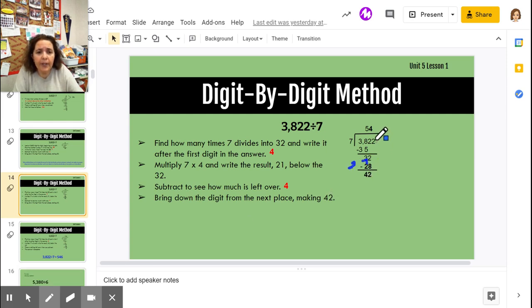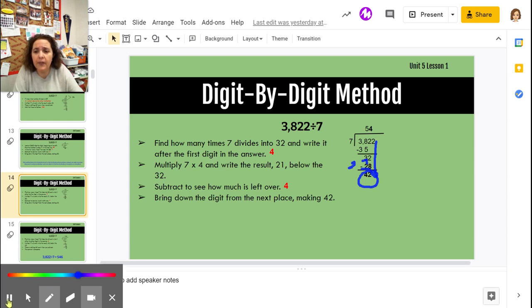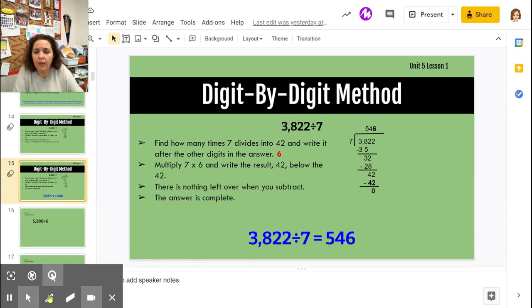And then I got to bring down my last 2. That gives me my 42. And then 7 goes into 42 how many times? 6 times. 7 times 6 is 42. 42 take away 42 is 0. So my answer is 546.